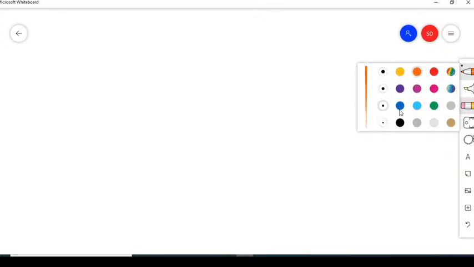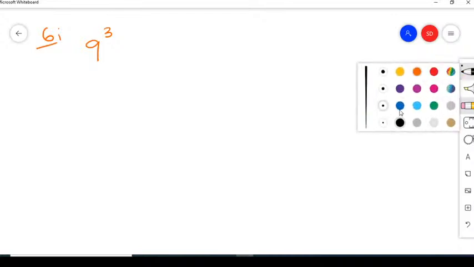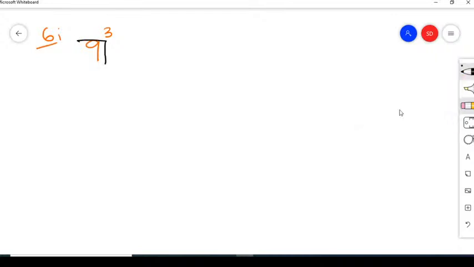Question number 6. Now this is powers and exponents. So 6 subpart 1 is 9 to the power 3. When we have something like this, this number is called the base of the exponent. What is it called? The base.